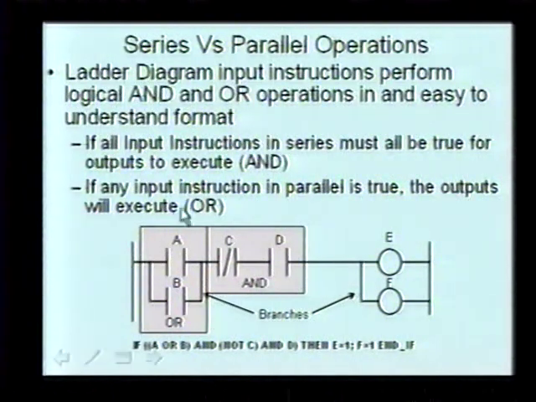Series versus parallel operation. Ladder diagram input instructions perform logical AND and OR operations in an easy to understand format. If all input instructions in series are true, the output will execute. That's an AND. If any input instruction in parallel is true, the output will execute. That's an OR. So here you have A ORed with B, and this is ANDed with not C, D. If you wrote this out, it would be: if A ORed with B, ANDed with not C, and with D, then E equals 1, F equals 1, end if.